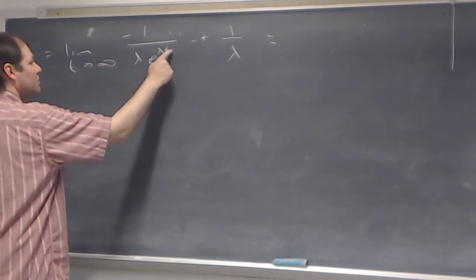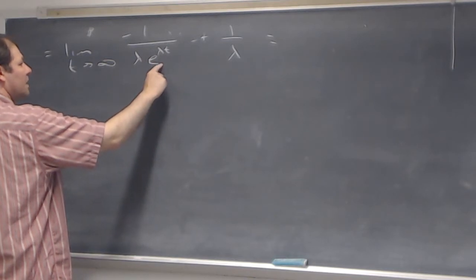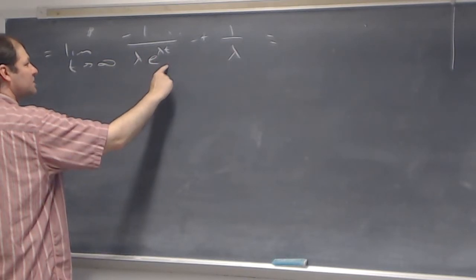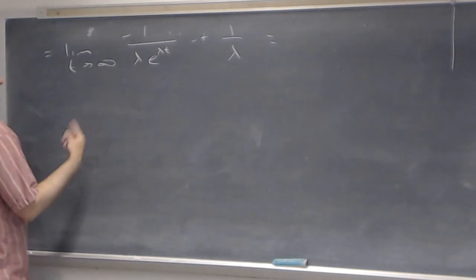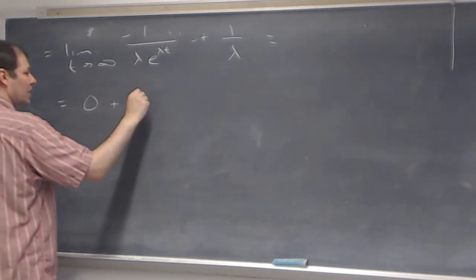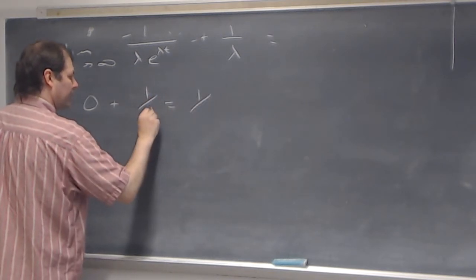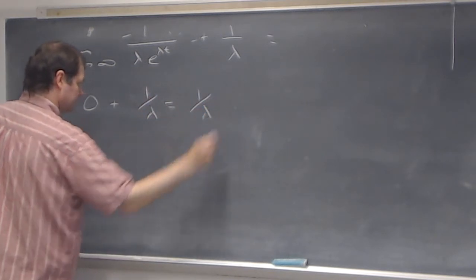Okay, now as t goes to infinity, since lambda is positive, this goes to infinity. This is positive. The bottom is going towards infinity. Minus 1 divided by something getting really, really big goes to 0. So this is equal to 0 plus 1 over lambda, which equals 1 over lambda, which is what we predicted.